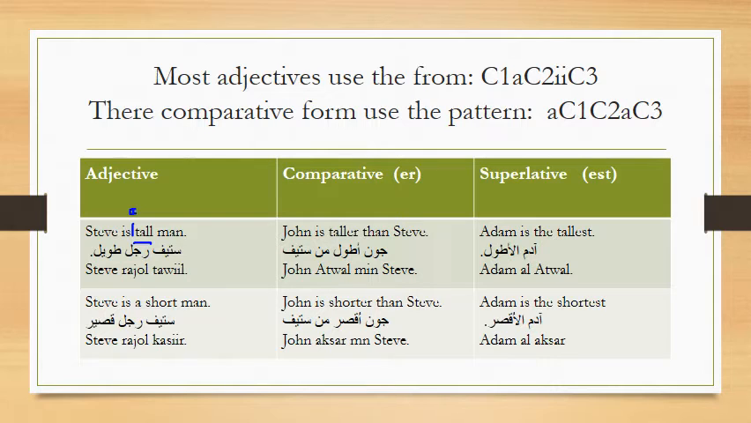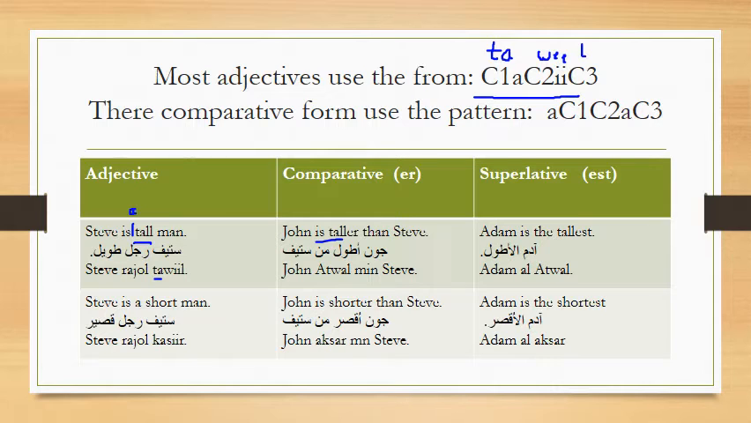Now we are going to compare. John is taller than Steve. How do we do this between tall and taller? Let's look at the adjective here, tall. It's ta, we, le. What do you mean by this? This is consonant 1, which is ta. This is consonant 2, which is we. This is consonant 3, which is 3.